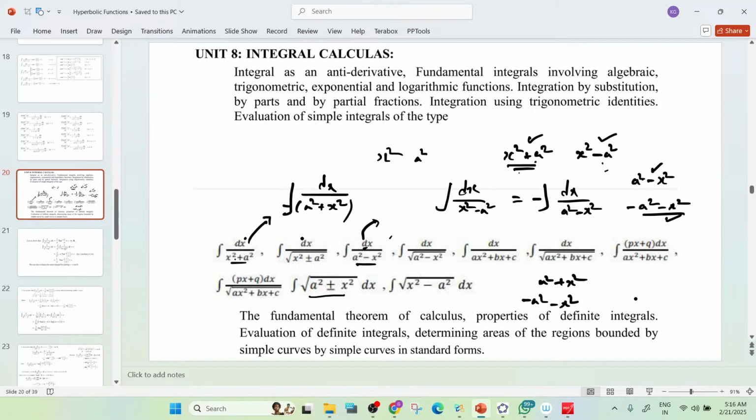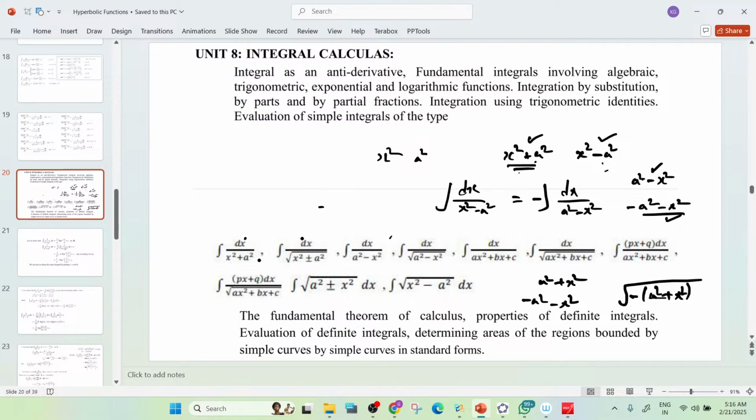But if you try to do minus of a square plus x square, that is not possible. Why? Because there is a square root, and square root of a negative number is not possible. That's why that is not there. In the earlier case, we can modify and still be able to do it. In this case, that is not there. That's why we have avoided the fourth type. Understood now?